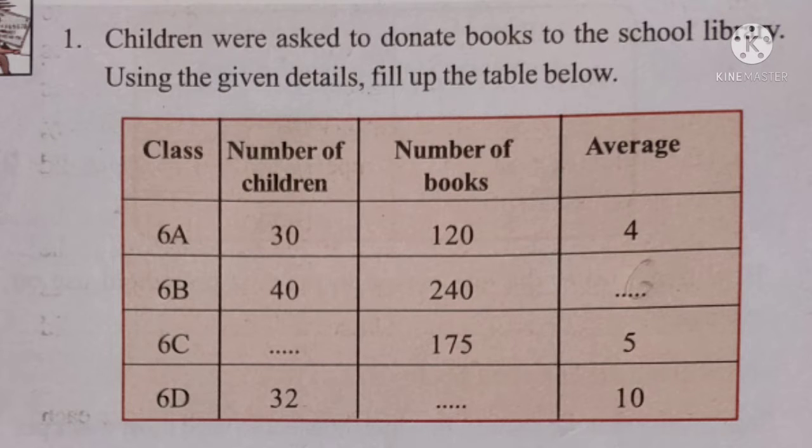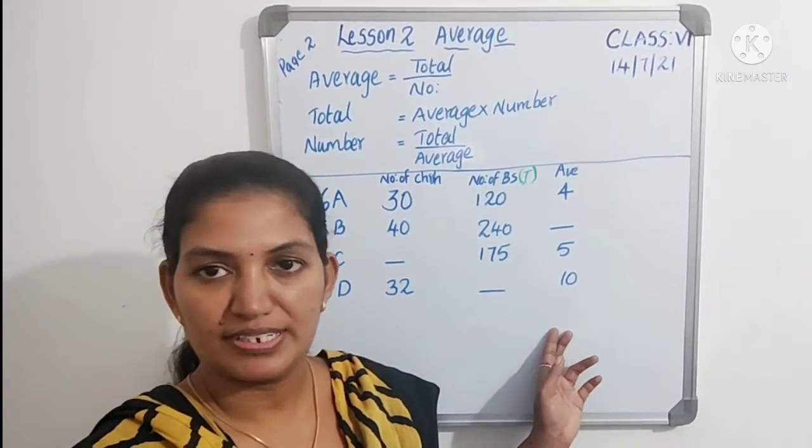Children were asked to donate books to the school library. Using the given details, fill up the table below. Here you can see a table with classes, number of children, number of books and average given. Some columns are not filled, and those columns you have to find. This is the list of students' book donations to the school library. This table is given in your textbook.